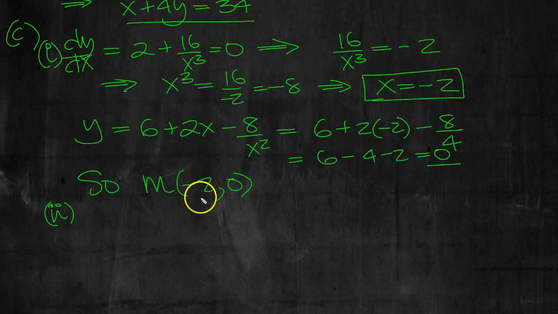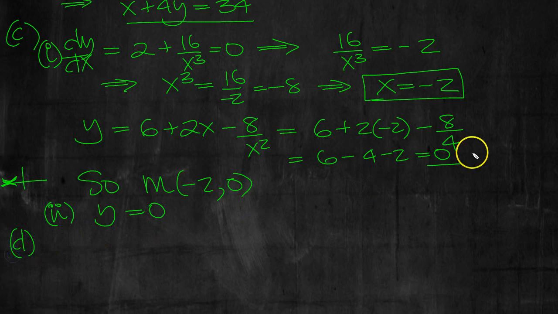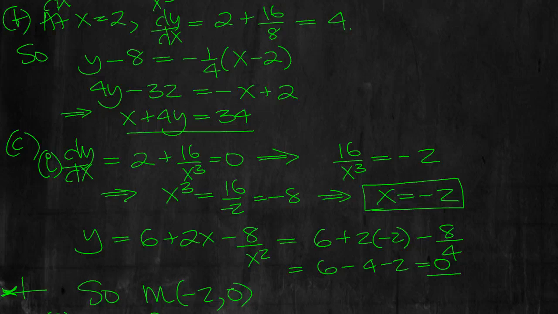Tangent at M. Well, it's a stationary point, so if you think about it, it's going to be here, and it's going to be the stationary point minus 2, 0. And its dy/dx is 0, so the tangent will just be the y equals 0 line. Okay, that's the tangent. Now part D. It said to write it down, which we did.